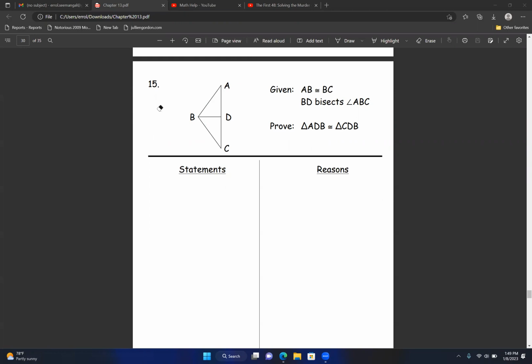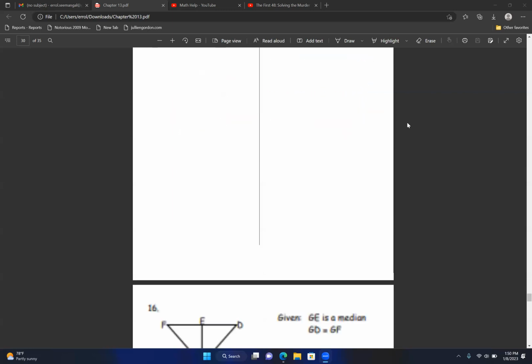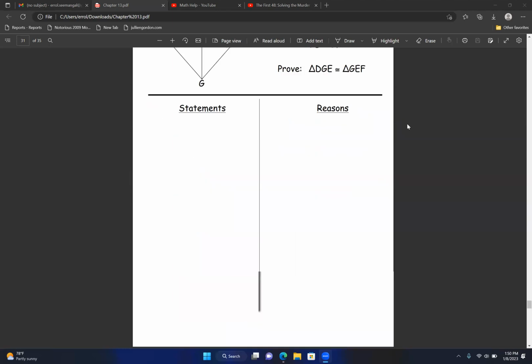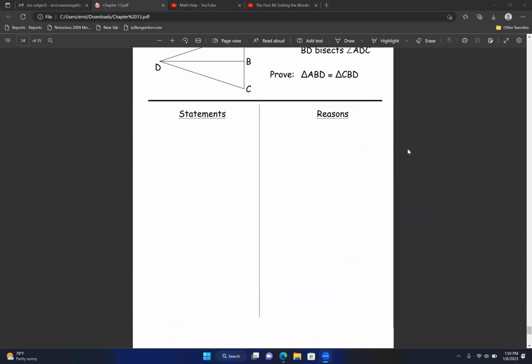Number 1 was AB equals BC because that's given. Number 2 was angle ABD equals angle CBD, definition of a bisector. Number 3 was BD equals BD, reflexive. And then number 4 is triangle ABD is congruent to triangle CBD because of SAS. So that was 15. How many more do we have? 16, 17, 18. Okay, we got a few more.